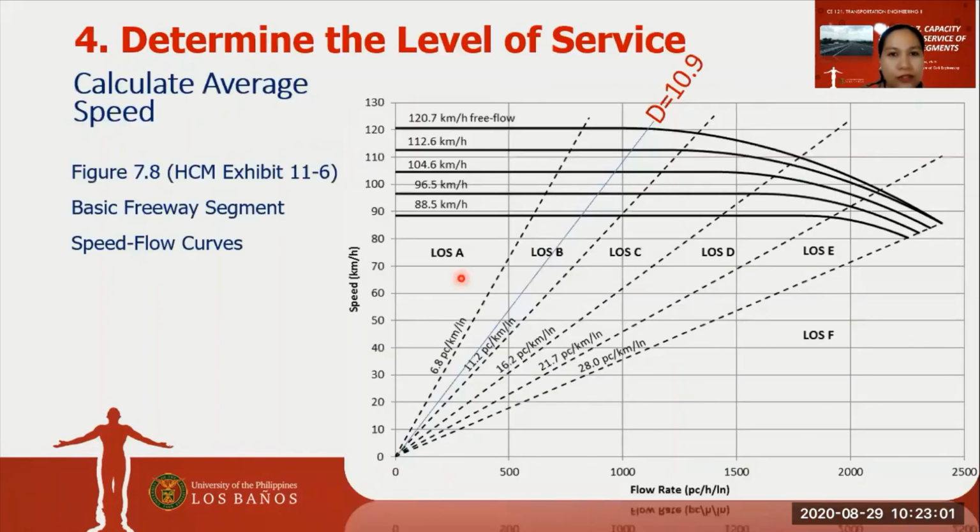So with this information, we can now determine the level of service of the freeway. So you can either use this chart, which I have presented earlier. So since the calculated density of 10.9 is actually in this part, it's between 6.8 and 11.2, then the level of service of the freeway is within the region of LOS B.